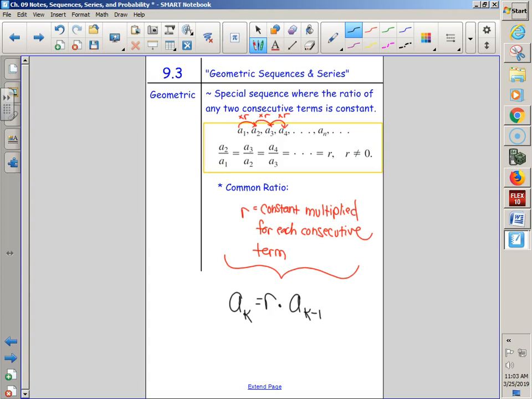So in order to get any new term, you have to take the one right before it and say times R. And we saw some of these in section 9.1. We saw arithmetic ones, we saw geometric ones, and we saw neither. We saw other types.